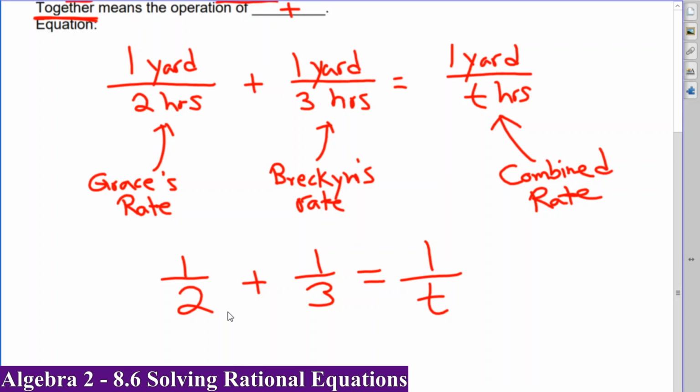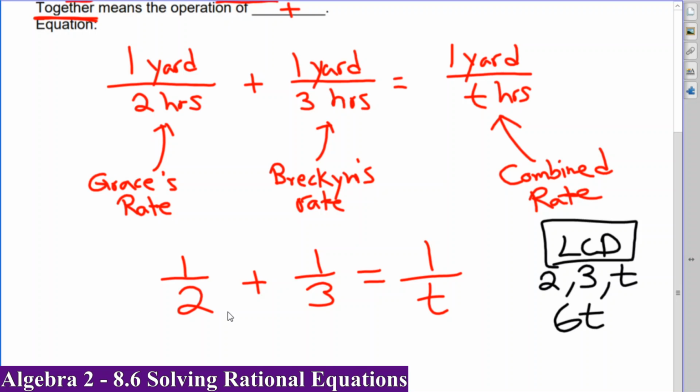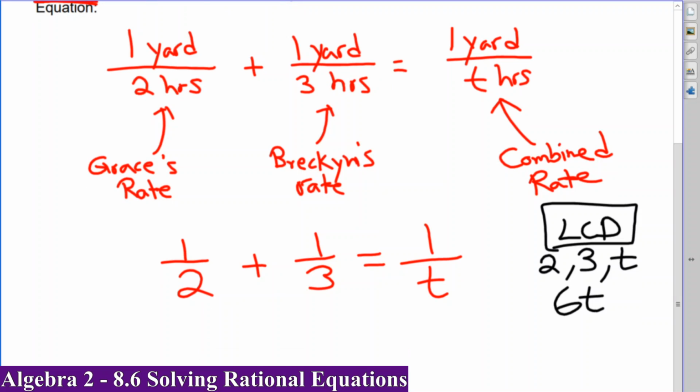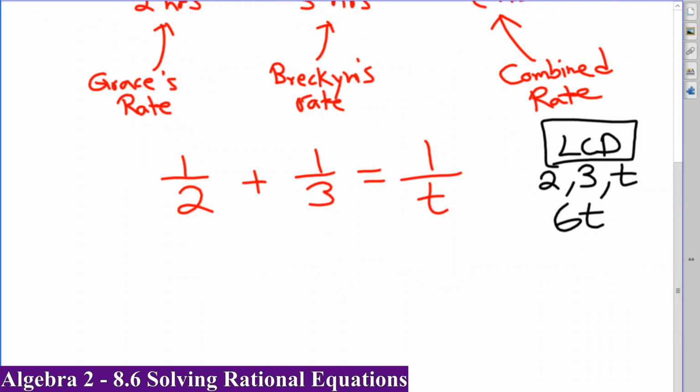Okay, so at this moment, we need to determine what the least common denominator is, once again. All of my denominators are 2, 3, and t, so I'm going to multiply all those to get 6t. That's our least common denominator here. So I'm going to multiply everything there times 6t.